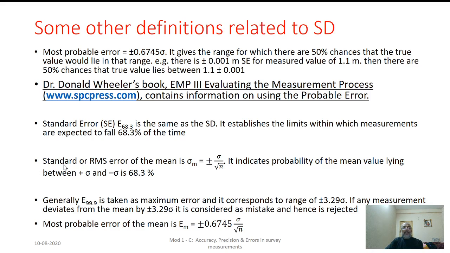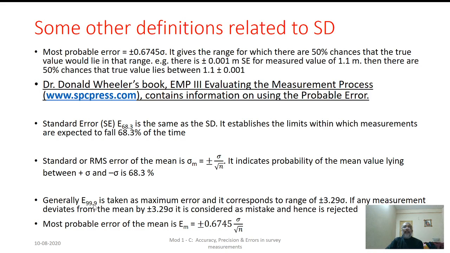One more terminology that you can use is standard or root mean square error of the mean. It is determined by sigma m is equal to plus or minus sigma by root n. It indicates the probability of the mean value lying between plus or minus sigma as 68.3%.